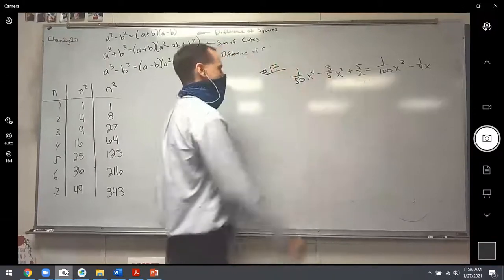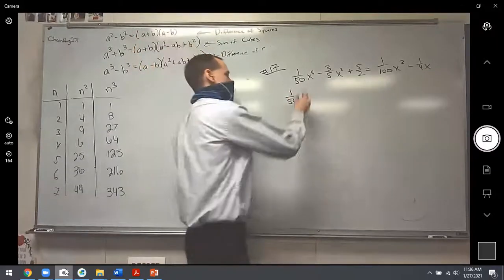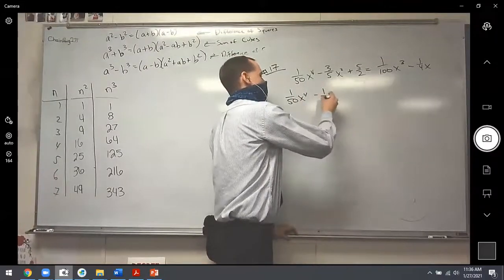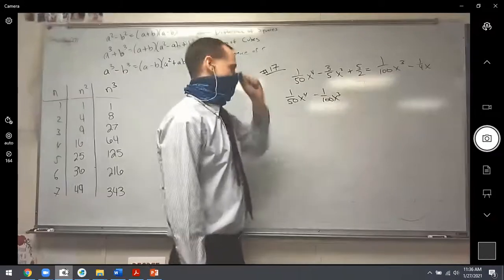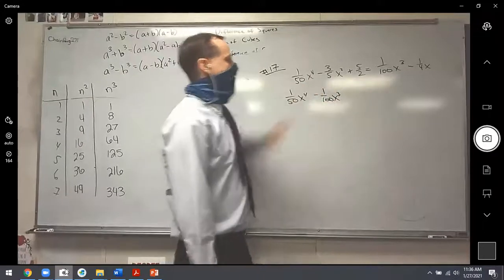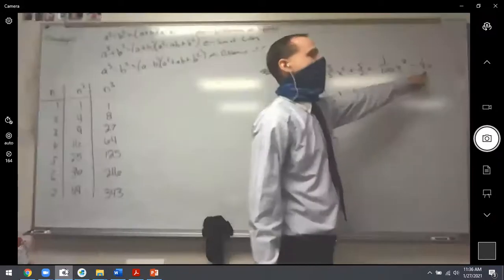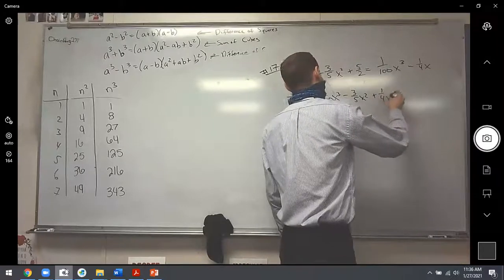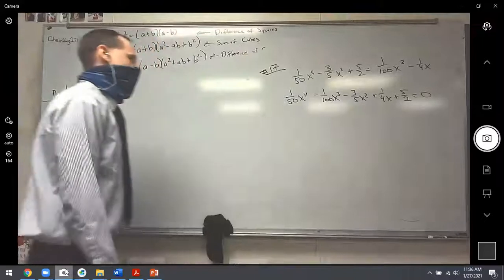So let's do that. So we're going to have a 1/50th x to the 4th still chilling. If you move this one over, now it's a -1/100th x cubed. So I moved the x cubed over. I'm writing things in order too as I go. There's still an x squared, -3/5 x squared. And if you move the -1/4 over, it's a +1/4. So just move those 2 over.